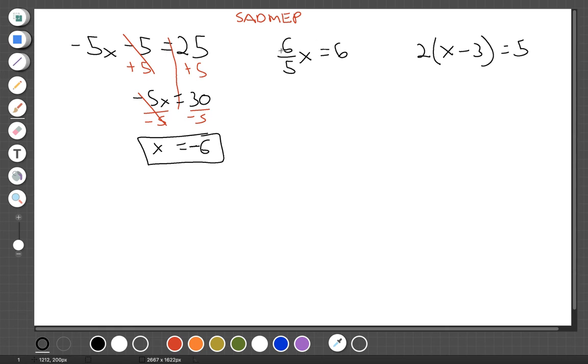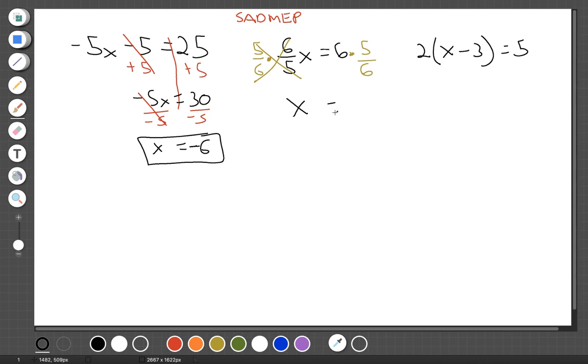Okay, for this next one, 6 over 5x equals 6. This is when we have a fraction times a variable, and I want to get rid of that fraction so I can multiply by the reciprocal. This is a slightly different process than our SAD MEP because it's kind of a cheat, sort of, but it works because it gets us what we want. Why? Because 5 and 5 is 1, 6 over 6 is 1, so this is just like a big 1x, which is really just x.